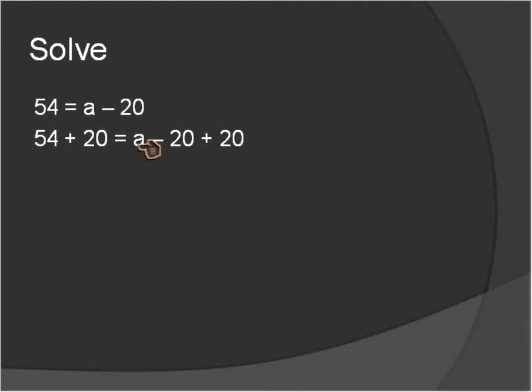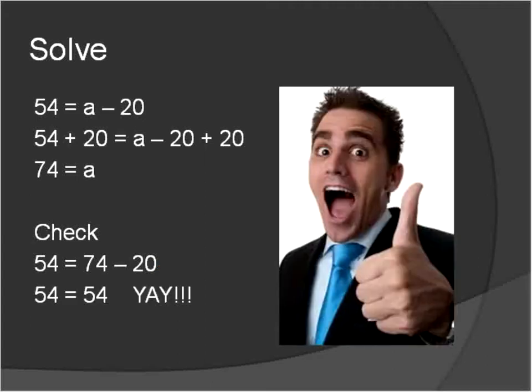Those two will cancel each other out, and I'm left with just a on the right side of the equal sign. 54 plus 20 is 74. So I know my value for a is 74. I can also make sure to do that check. 54 is equal to a minus 20. I'm going to substitute the value of 74 into the equation where I see a. So is 54 equal to 74 minus 20? Yeah, it absolutely is. Thumbs up.